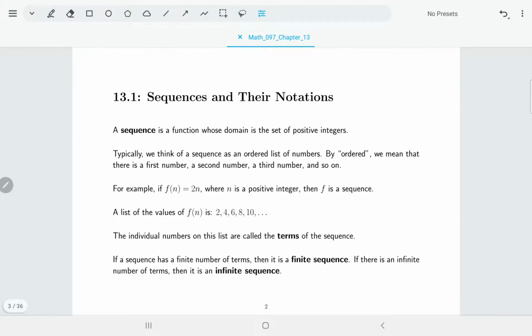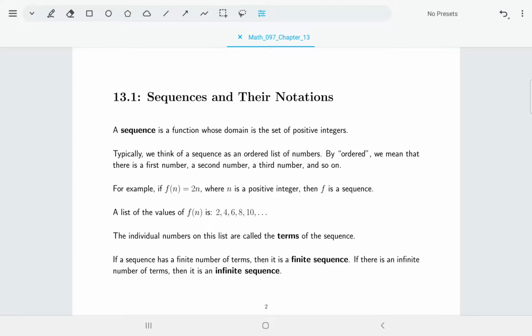Welcome back. In this chapter, we're going to be introducing the idea of sequences and series. A sequence simply is a list of numbers. It's an ordered list. There's a first number, a second number, a third number, and a fourth number, and so on. And what we're going to be doing in this section is introducing ways to formally talk about these sequences.